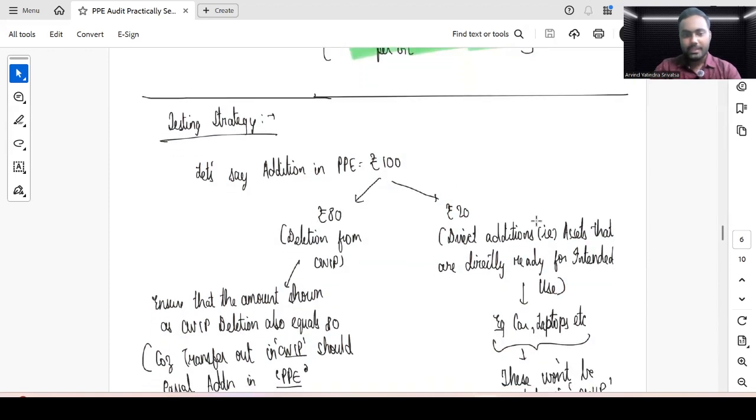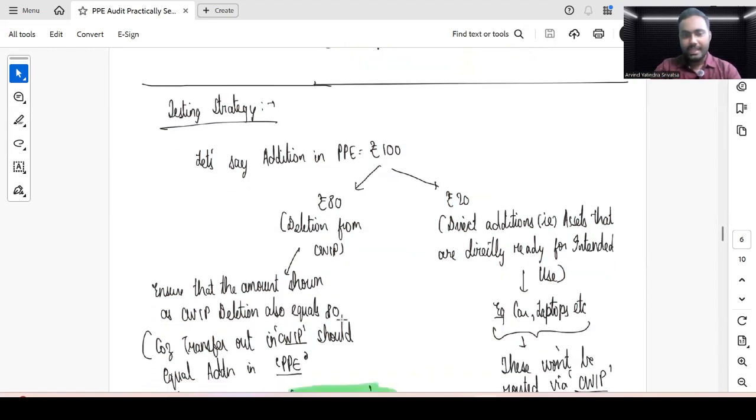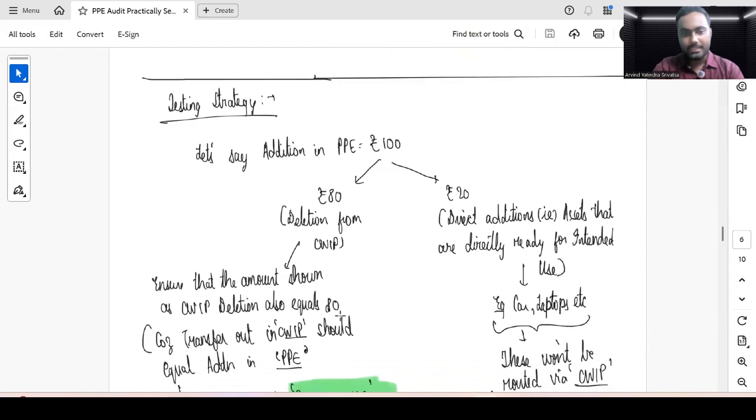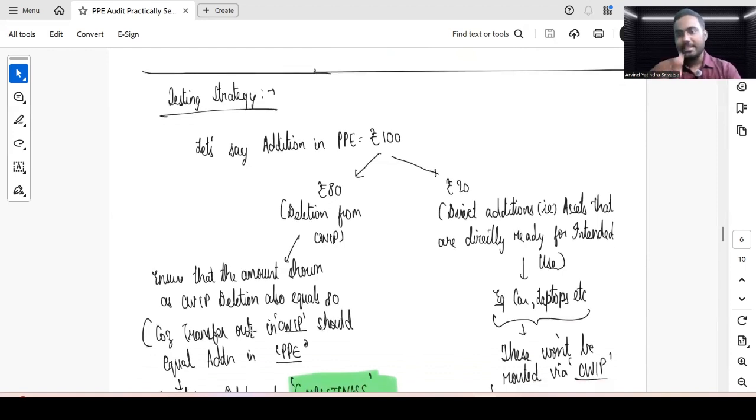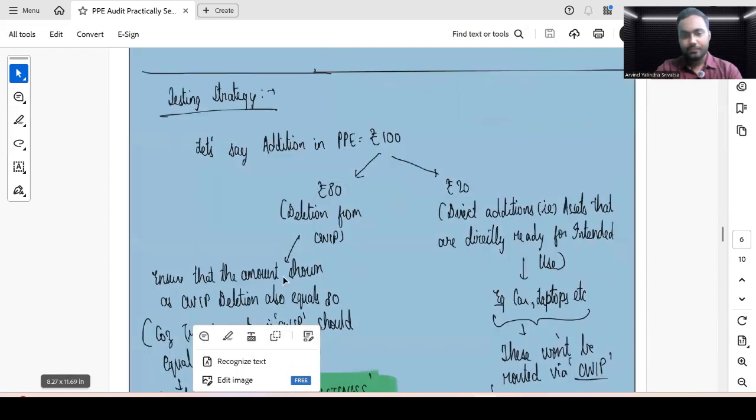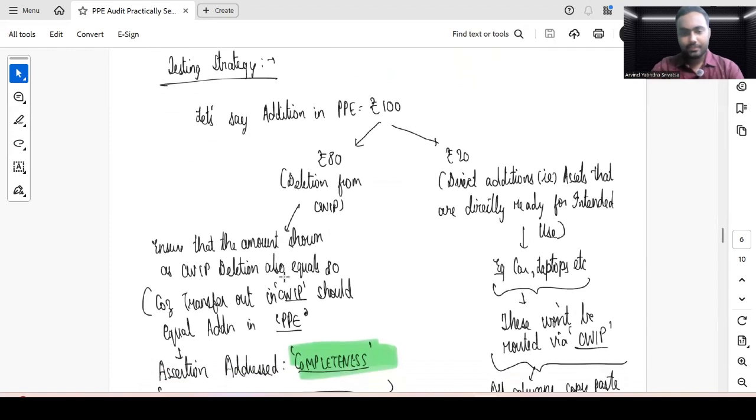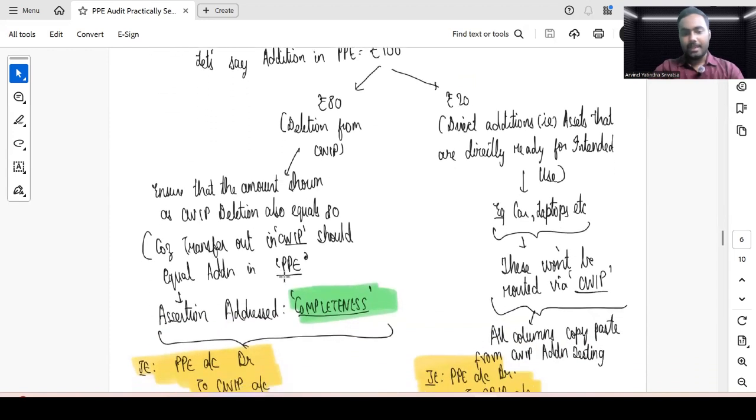And next, what we need to ensure is, as I told you earlier, that this 80 which is getting deleted from CWIP is tying out to the deletion as per CWIP. That is, we need to ensure that the deletion from CWIP is also 80, right? I hope you understand this case, because the transfer out in CWIP or the deletion in CWIP should perfectly equal this 80. Logical? Yep, perfect.